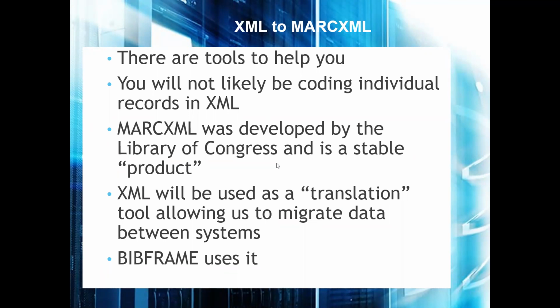XML is what I call a translation tool that will allow you to migrate between systems, which is very useful, and BibFrame, which is what we're looking to in the future as our carrier beyond MARC, will use it as well. It looks something like this, very different from what a MARC record usually looks like. But just take some time and look at this record. You can see tag defined, you can see indicator defined. If there's nothing for the indicator, that's equal to blank. So again, they're accounting for those positions.